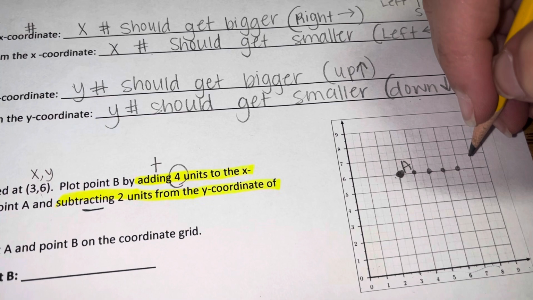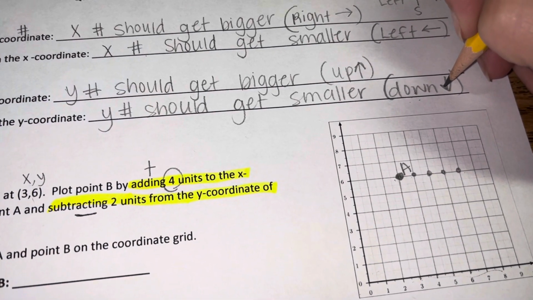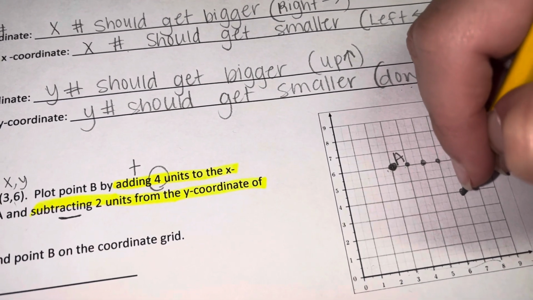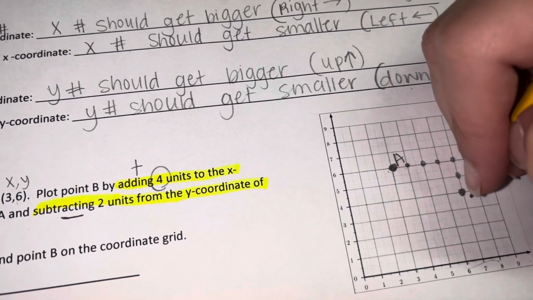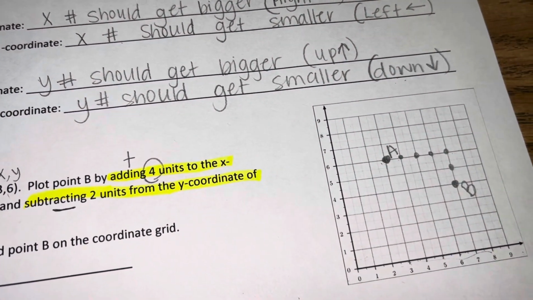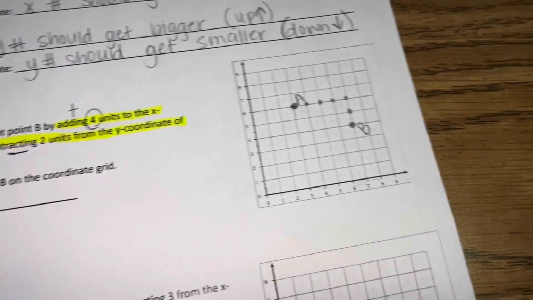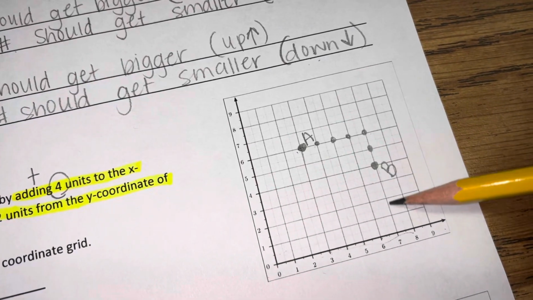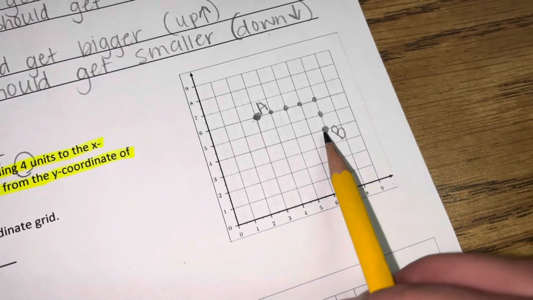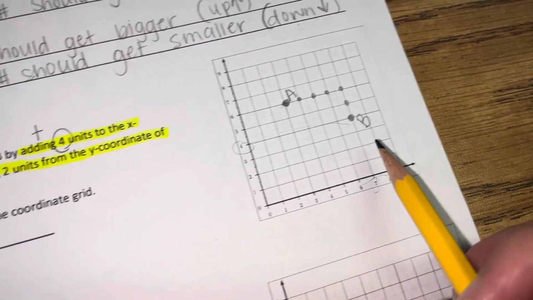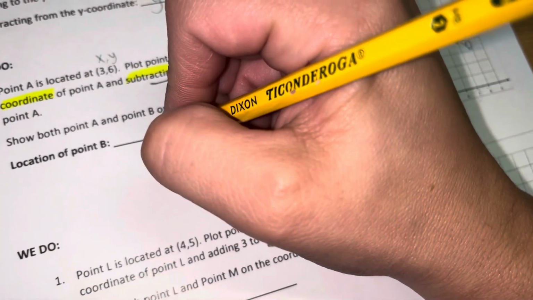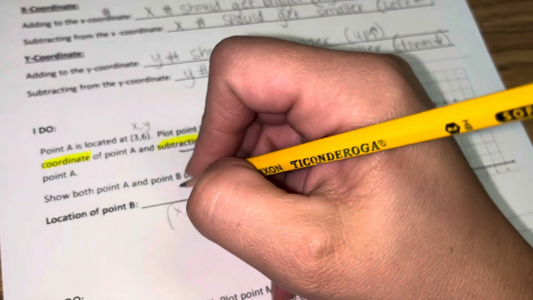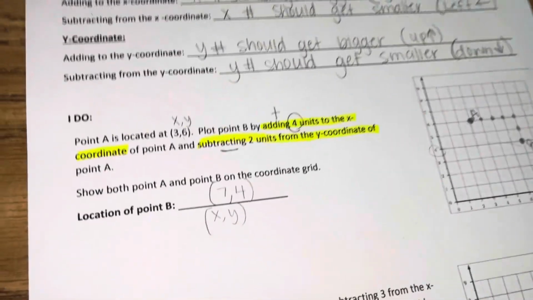They want me to subtract 2 from the y, and subtracting meant go down. So if I've moved over 4 times, I'm going to move down 1, 2 times. That's where they're asking me to plot point B. And then they would like to know where point B would be. So I'll drag my pencil down. My x is 7. I'll drag my pencil over. My y is 4. On the line here, they are asking you for an ordered pair, an x and a y. So I'm going to show that point B is at 7, 4 on my coordinate grid.